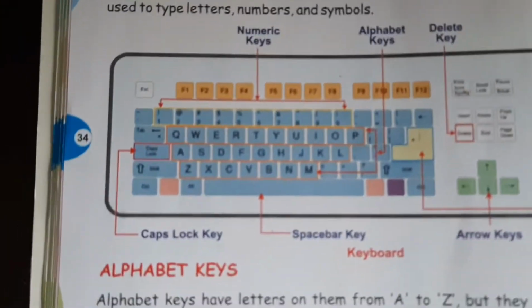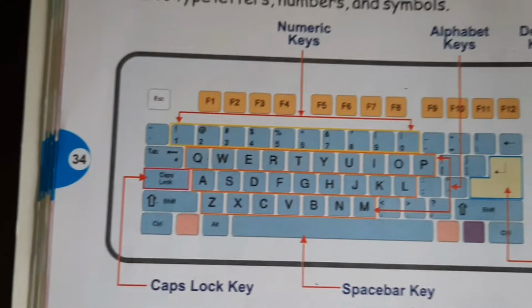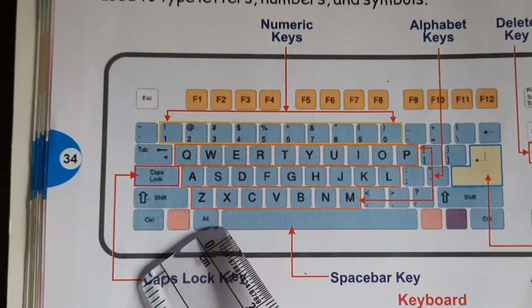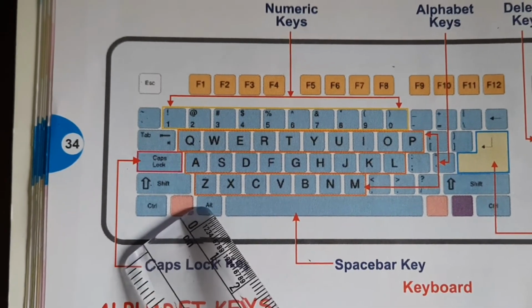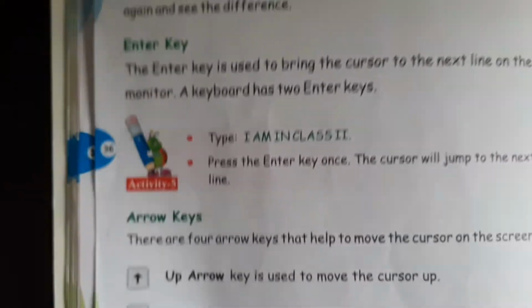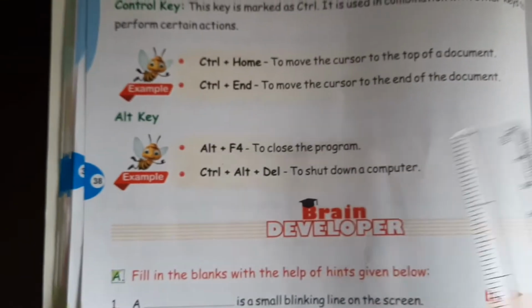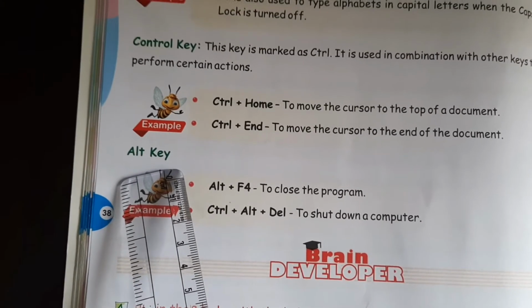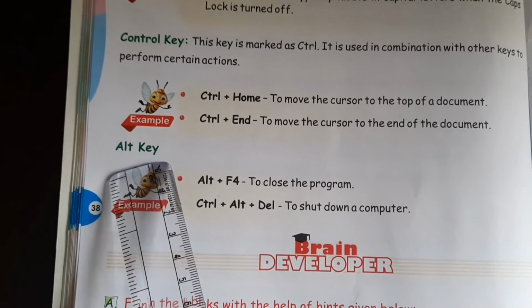If this is my keyboard, can you find the Alt key? See, here you have the Alt key next to the space bar. ALT, Alt key. Right? Now let's learn about the functions of the Alt key. The Alt key can be used in combination with some other keys to perform different functions.